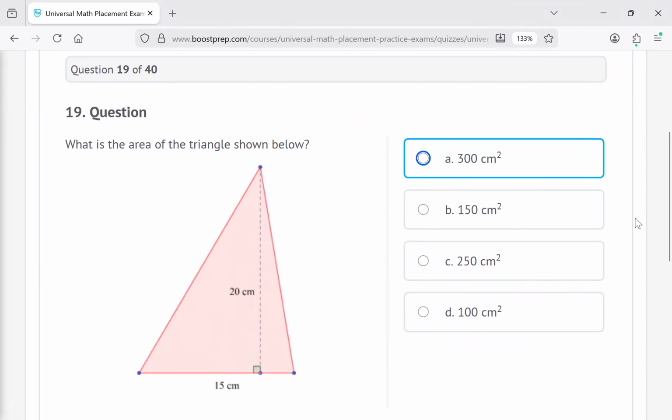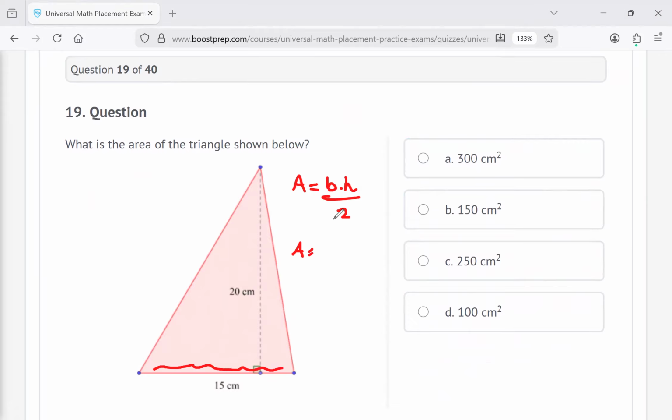Okay, what is the area of the triangle below? The area of any triangle is base times height over 2. And the good news is they tell us everything we need. The base is 15, right? This thing here is 15. The height given is 20. And then divide that by 2. And you get 300 over 2, which is 150. 150 centimeters squared.